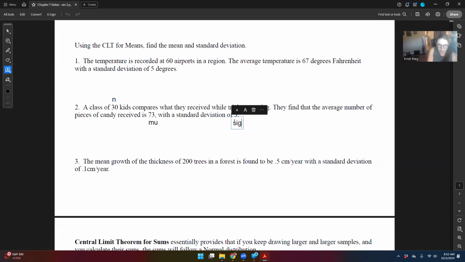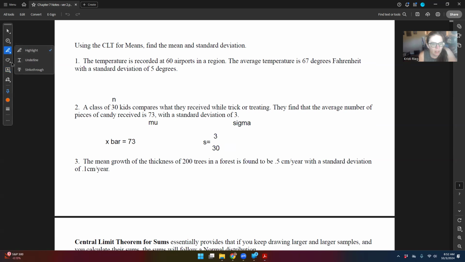I'm just going to write out these in words because I don't have the symbols on my keyboard. With standard deviation of 3, which is our sigma. So X bar equals 73 because X bar equals mu. S equals sigma over the square root of 30. So here I can't do square root. Let me get my line. So here's my fraction. And then how fancy is this going to let me draw a square root? Let's see.